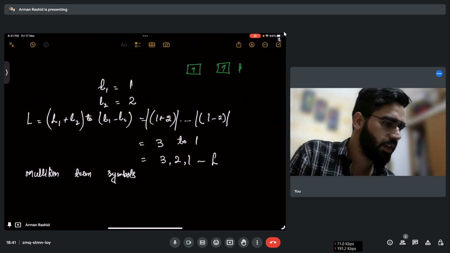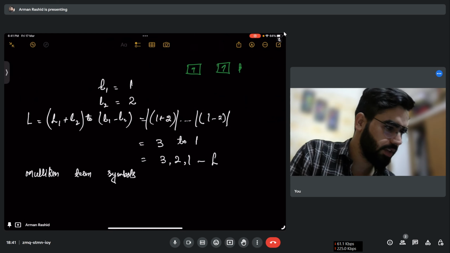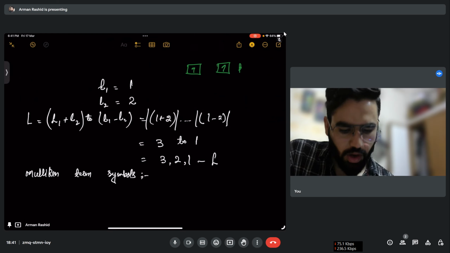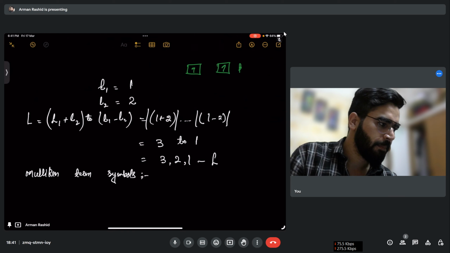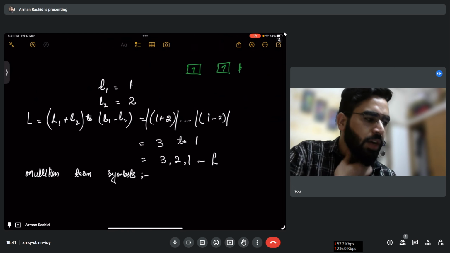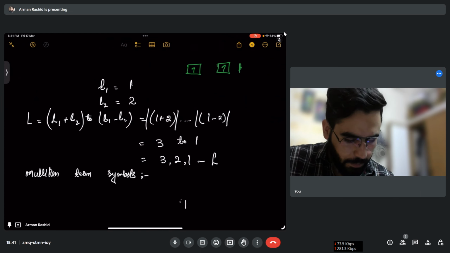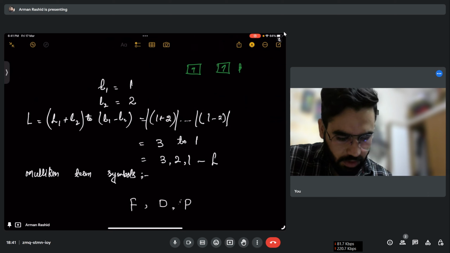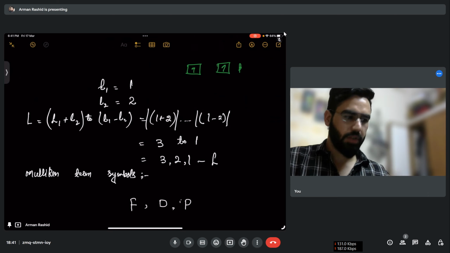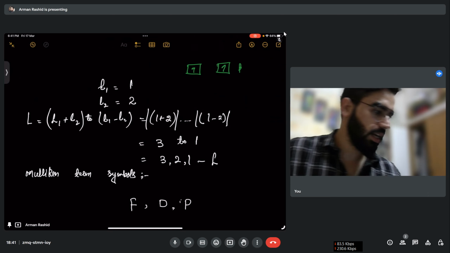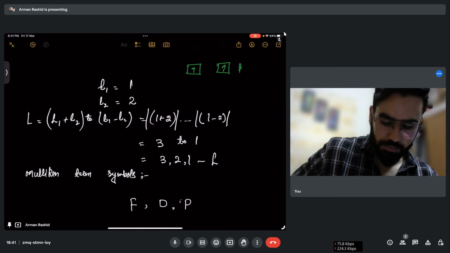Each of these L will correspond to a different configuration. In order to represent different electronic configurations, we represent them in the form called Mulliken term symbols. For Mulliken term symbols, we take the base L: corresponding to 1 it will be capital P, corresponding to 2 it will be capital D, corresponding to 3 it will be F. So we have 3 configurations.